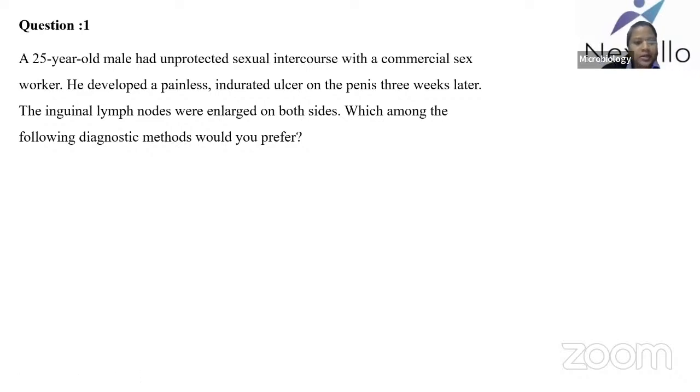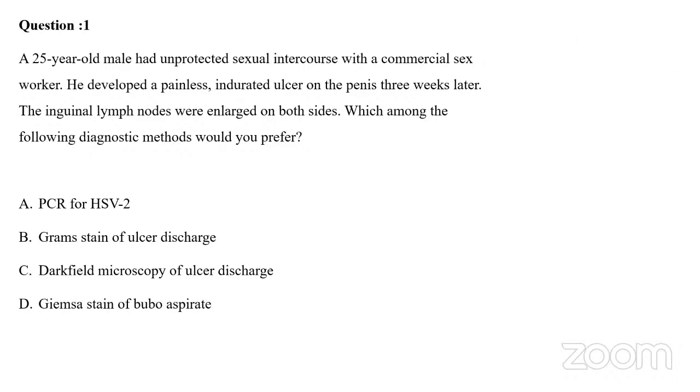So question number one. A 25-year-old male had unprotected sexual intercourse with a commercial sex worker, and he developed a painless indurated ulcer on the penis 3 weeks later. The inguinal lymph nodes are enlarged on both sides. Which among the following diagnostic methods would you prefer? As discussed earlier, the clues for this ulcer are that it is painless and indurated, with an incubation period of 3 weeks. They have also given another clue, the involvement of the inguinal lymph nodes, and it's bilateral. So it's a painless indurated ulcer.